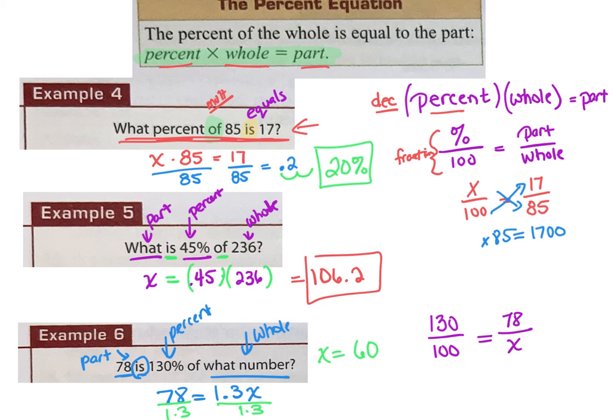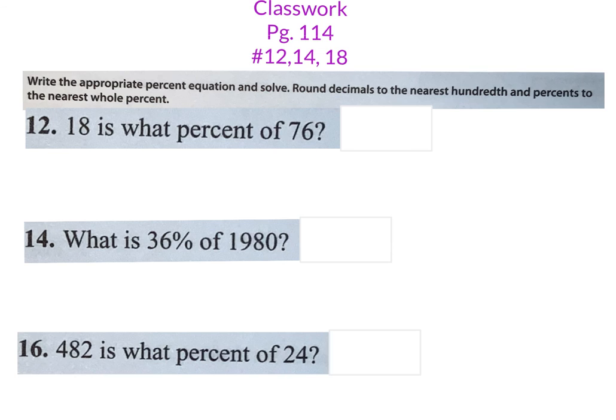You can solve these either way, by equations or by ratios. In equations, you want to put your percentage in a decimal. In ratios, your percentage needs to be in a fraction over 100. All right, so I want you to identify your percentage, your part, or your whole, and then set up either an equation or a ratio and solve.